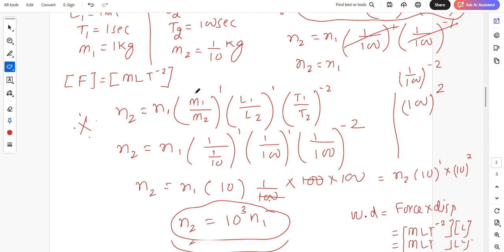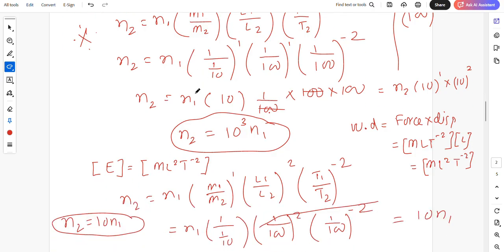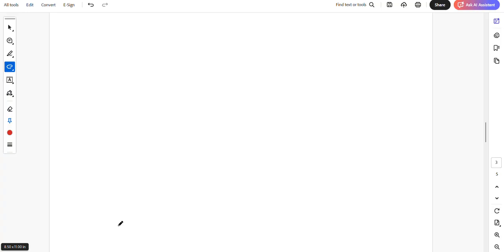The conversion of units. The system will be having what? Energy 10 times the first one. N2 is equal to 10 N1. Hope you understood this, students. We will go to the next problem.